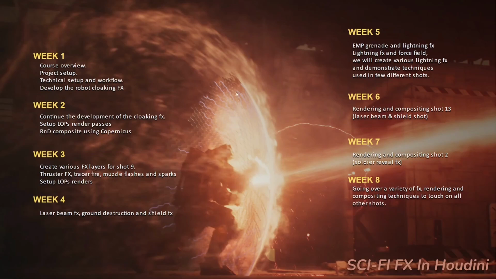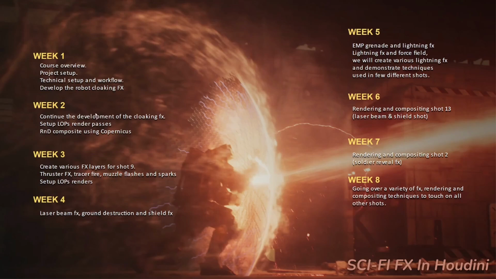And then we're going to move on and get stuck into the actual shots of the course. We're going to start developing the first shot of the trailer where the robot goes into the cloaking. And so we're going to continue with week two on the cloaking effects. We're going to take it a little bit further, add some additional passes.